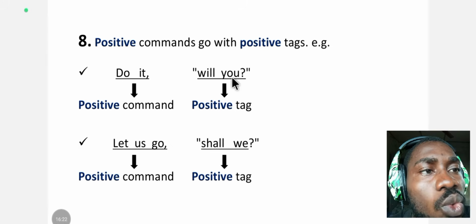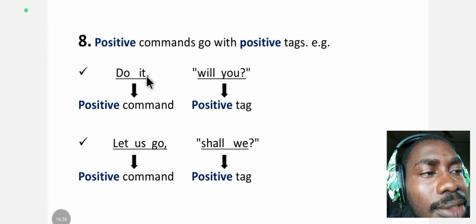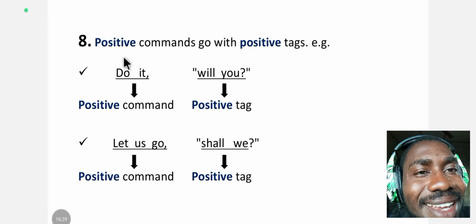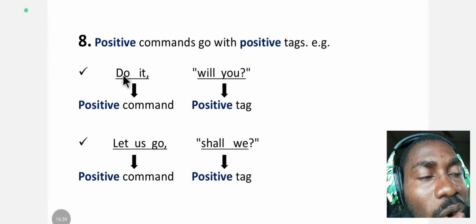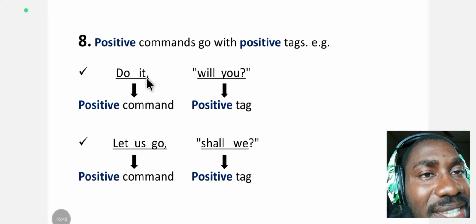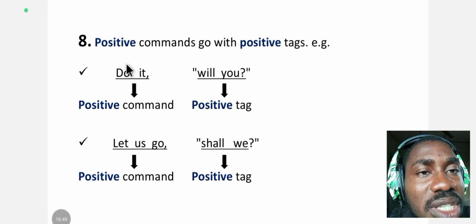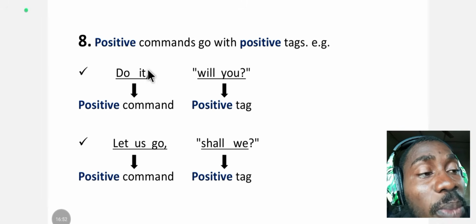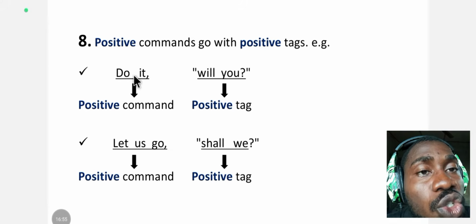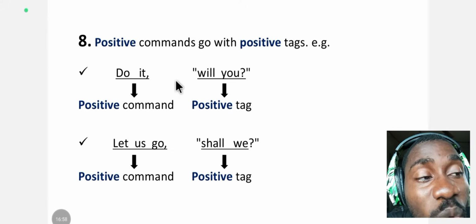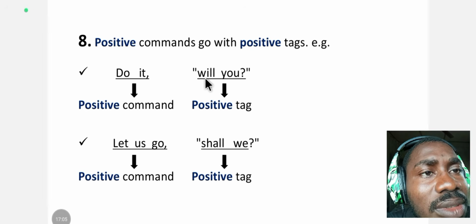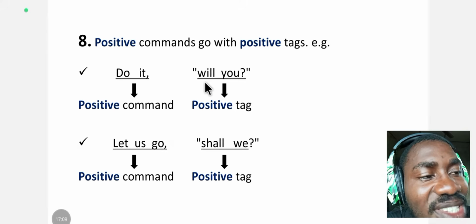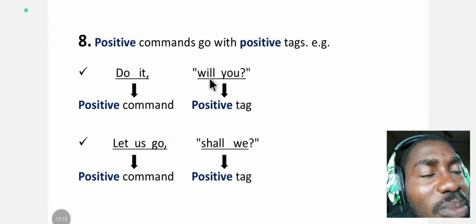Do it. Will you? Do it. It's a command. Do it. A positive command, do here makes it positive. Remember, when you have not in a statement, or can't, that contracted not, it makes a negative statement. So do is a positive word. It makes this a positive command. So do it, a positive command, is supposed to go with what? A positive tag, which is will you. Positive command, will you, positive tag.